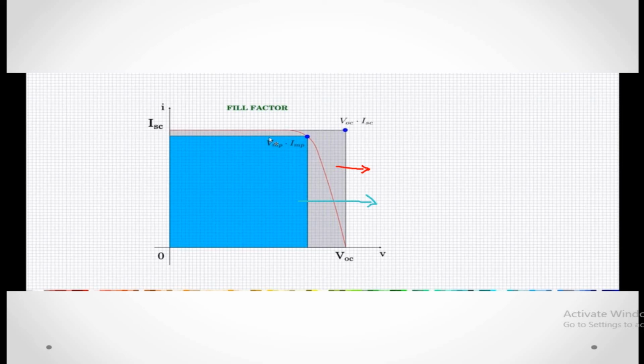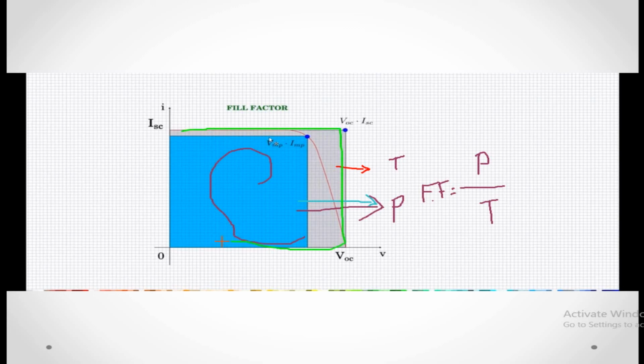Let me change the color. So this is the practical value, and this is the theoretical value. Fill factor is nothing but the practical value of the maximum power point divided by the theoretical value of the maximum power operating region. This is a fill factor, and you will get the value also. Fill factor is the practical value of the maximum operating region, the blue color area, divided by the theoretical value of the operating region, the gray color region.